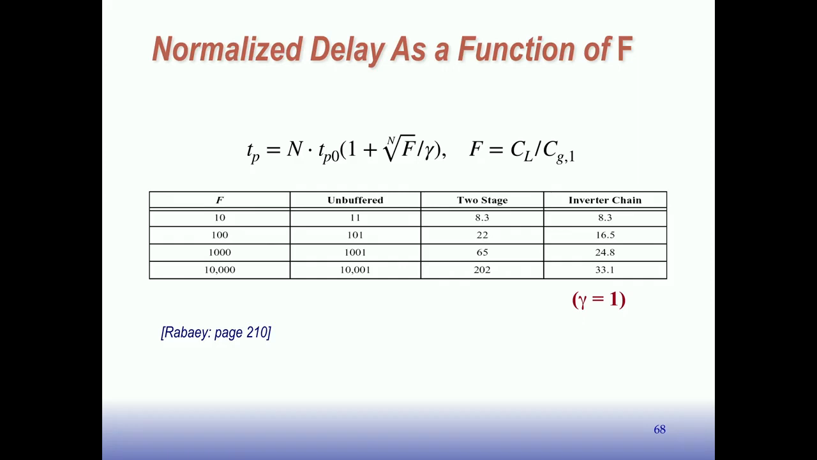If you use just 2 stages, it gets a lot better, but if you do this kind of optimal inverter chain, then you get a much better result. Right? And so the delay goes somewhat logarithmically with the fan out, which is a nice, happy result.